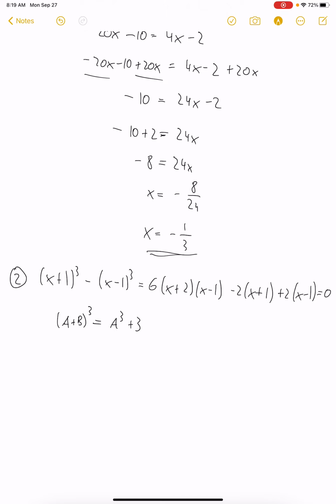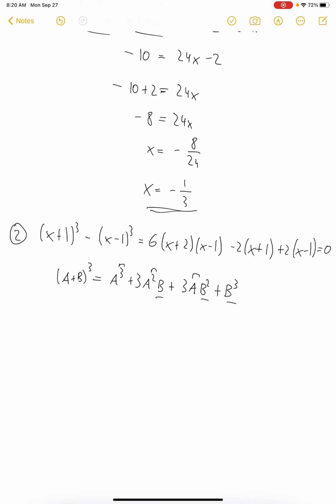You may know already, it's a cubed plus 3a squared b plus 3a b squared plus b cubed. So you see the power of a is going down, the power of b is going up, so we have 1 power, 2 powers, 3 powers, and in each term the sums of the powers of a and b add up to 3, and then the coefficients are 1, 3, 3, 1.